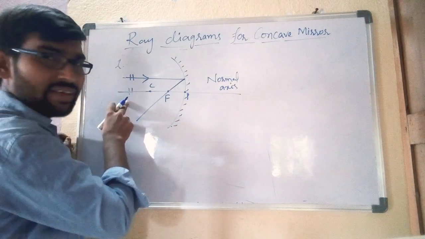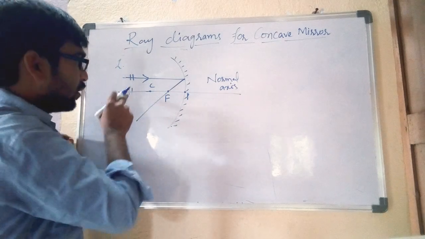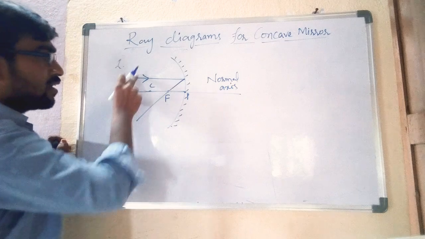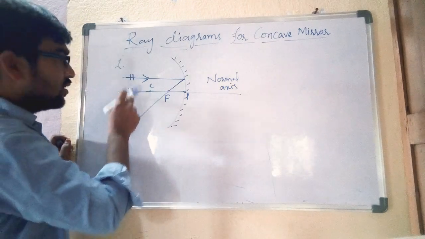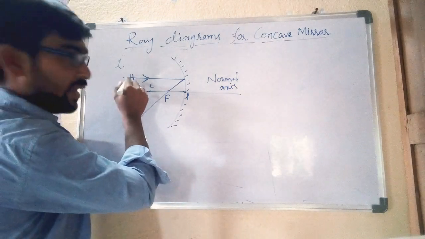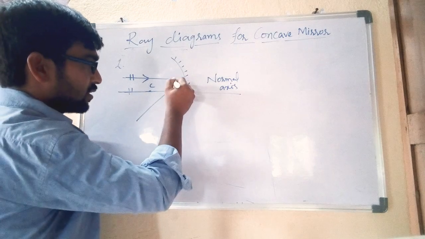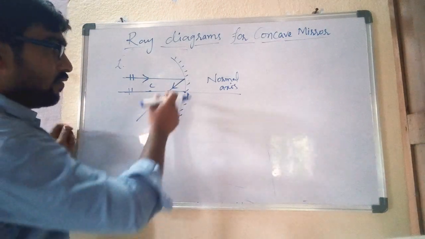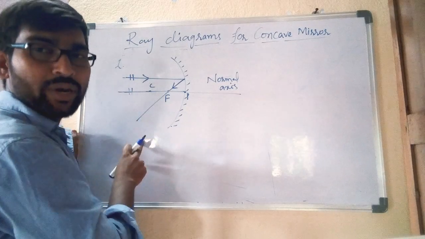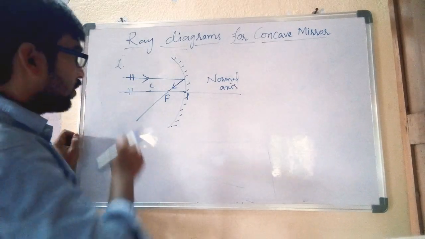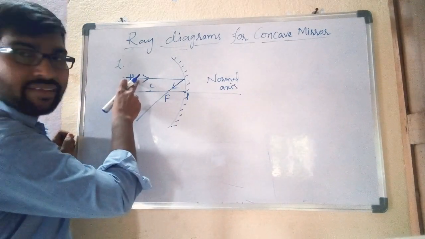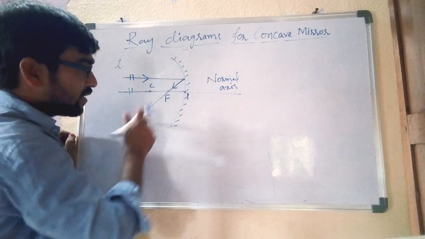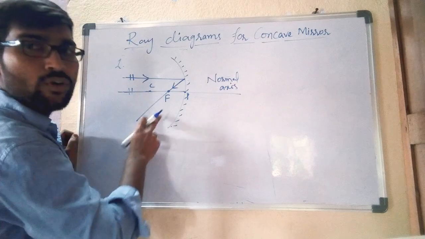When the incident ray is parallel to the principal axis, this is the principal axis, and the incident ray is parallel, both are parallel, the reflected ray, this is the reflected ray, will pass through the focal point. This is the first rule. What is the first rule? The incident ray is parallel to the principal axis, the reflected ray will pass through the focal point.